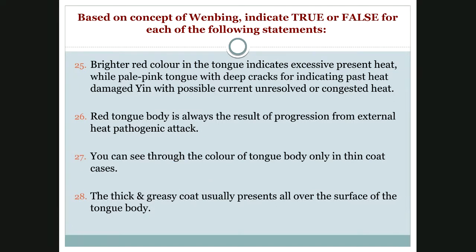Now, number 25. A bright red color in the tongue indicates excessive present heat, while a pink, pale tongue with deep cracks indicates past heat damaging yin, with possible current unresolved congested heat. So this answered the question for the previous one. Yeah, this has answered the explanation for the previous one. Thank you very much. 26. Red tongue body is always the result of progression from external heat pathogenic attack.